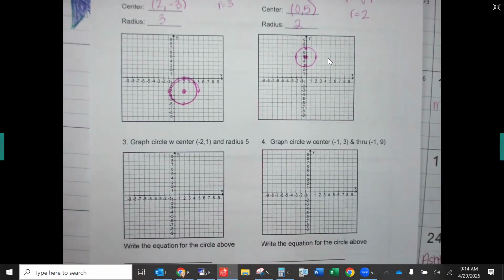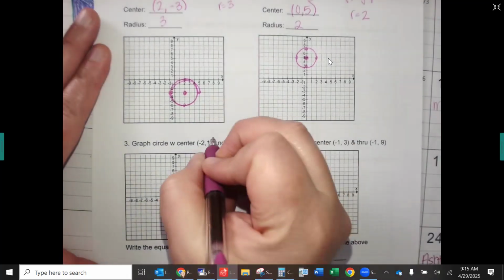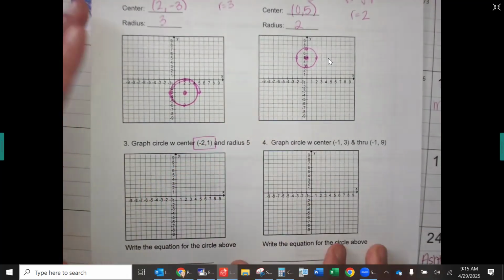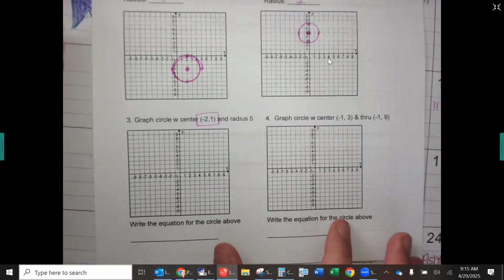All right, you should also be able to go backwards, that instead of starting with the equation and then mapping it, if you know the details about it, you should be able to write the equation. So take a look at number 3. If I want the center to be at -2, 1, what am I going to put with x if it's a -2?